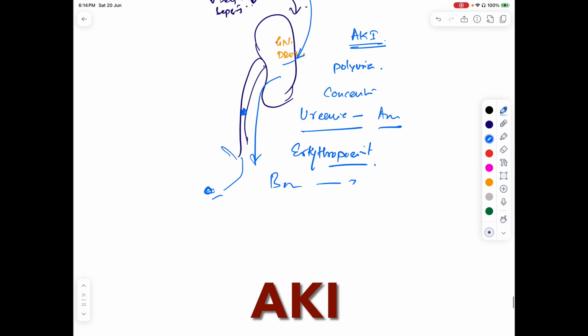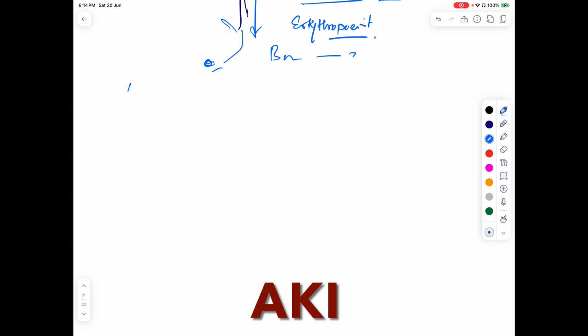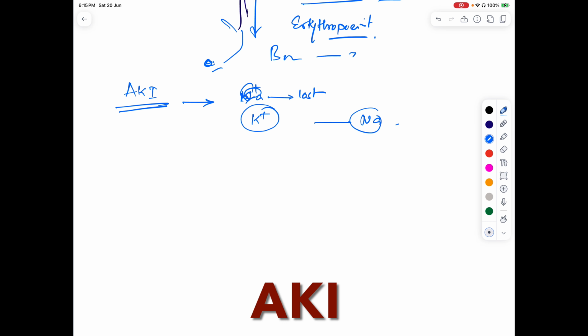And so now what will be the changes? What happens in acute kidney injury? So first of all, you have to remember whenever kidney injury is there, the person is losing potassium, and sodium is also lost. So what you need to see is sodium is lost and potassium is retained inside. Sodium is going out. So potassium is increased or potassium is decreased.